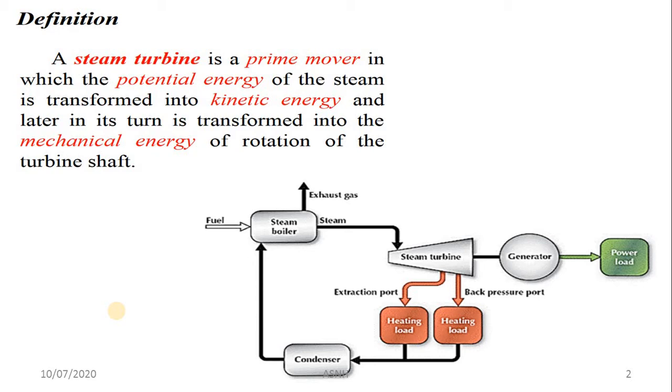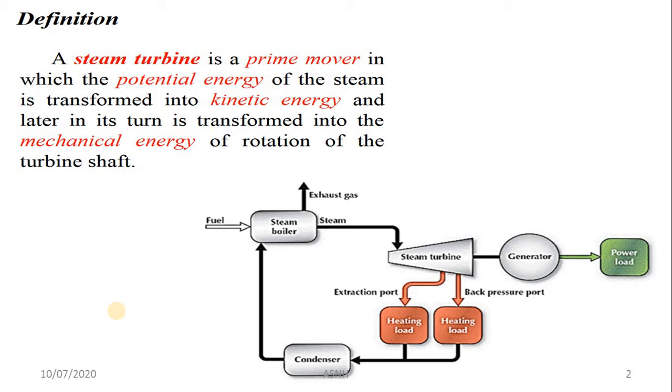And the next important component is condenser, along with that cooling tower, where the phase change of that steam from the vapor to liquid state occurs, and n number of auxiliary equipments like pumps are used. Also there is one important component, that is cooling tower in case of the steam power plant.